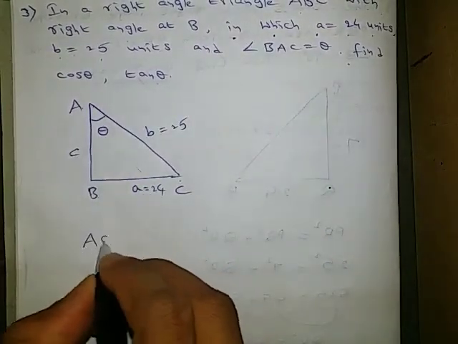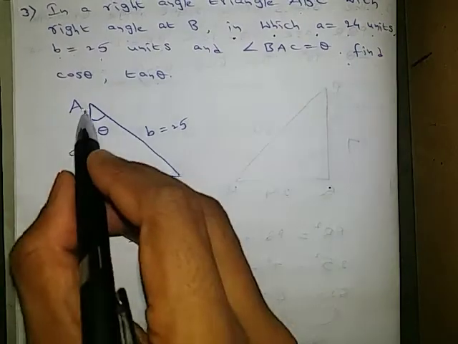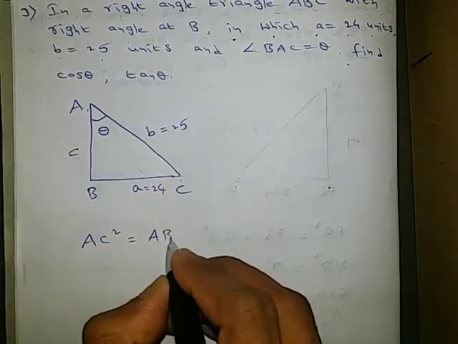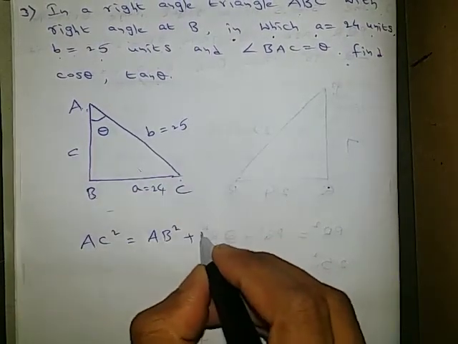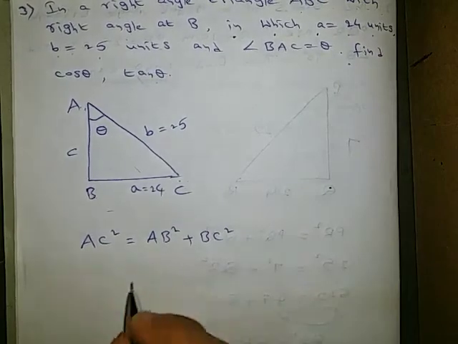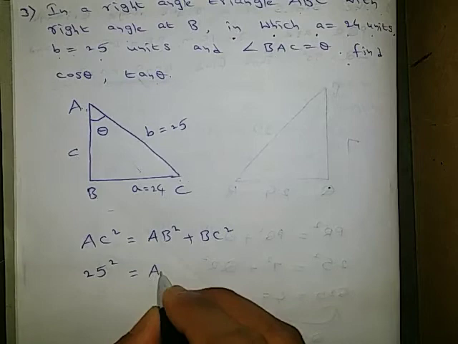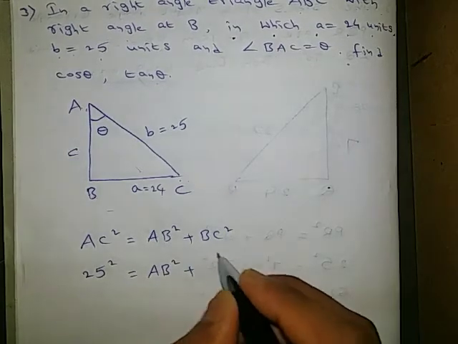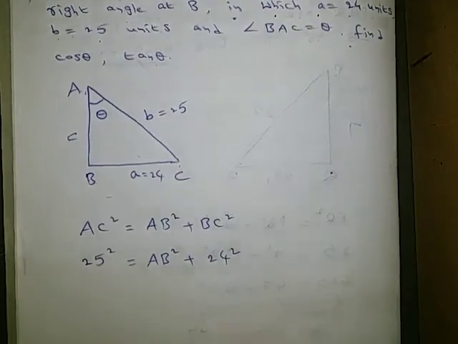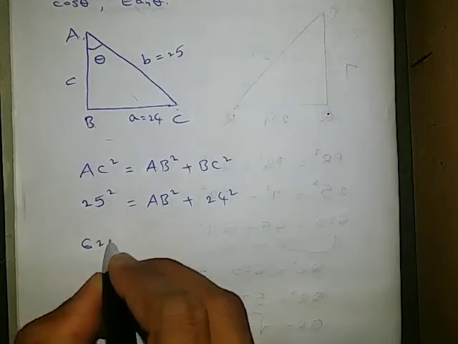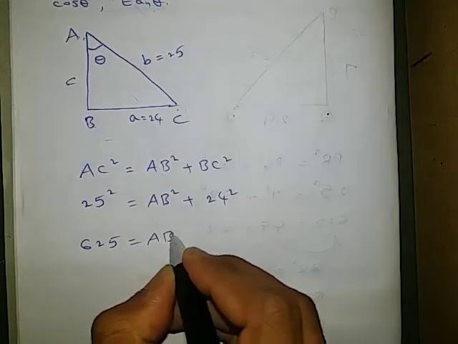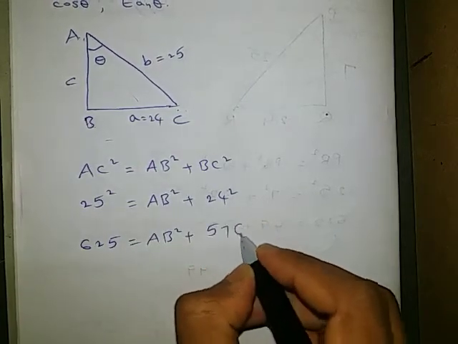AC square, hypotenuse square, is equal to AB square, first side square, plus BC square, second side square. AC is given as 25, so 25 square. AB we don't know, so I am writing it as it is, AB square, plus BC is 24, so 24 square. 25 square is 625, equal to AB square plus 24 square, 576.